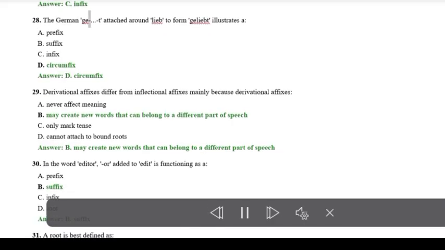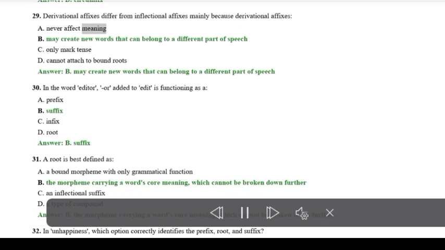28. The German ge-t attached around lieb to form geliebt illustrates A. Prefix. B. Suffix. C. Infix. D. Circumfix. Answer: D. Circumfix. 29. Derivational affixes differ from inflectional affixes mainly because derivational affixes A. Never affect meaning. B. May create new words that can belong to a different part of speech. C. Only mark tense. D. Cannot attach to bound roots. Answer: B. May create new words that can belong to a different part of speech.